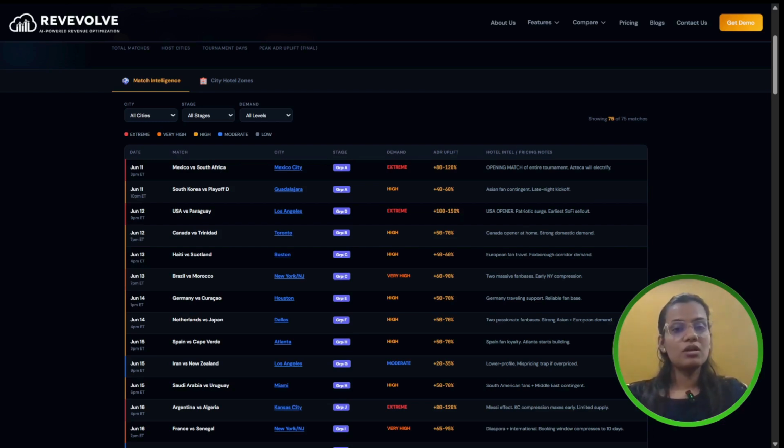Also capture more revenue by giving room upgrades, F&B packages, parking, shuttle services. Create 3 to 5 ancillary revenue streams that leverage the World Cup moment.